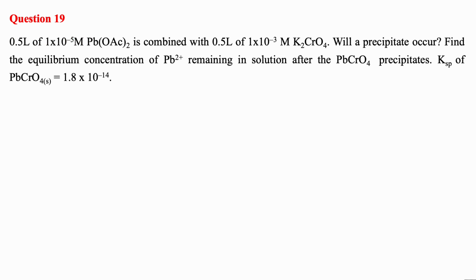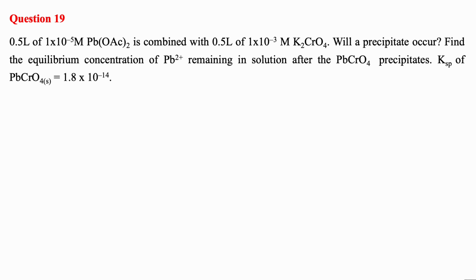Question 19 is saying 0.5 liter of 1 times 10 power negative 5 molar lead acetate was combined with 0.5 liter of this concentrated potassium chromate. They are asking if a precipitate will occur. Here again, they are giving the Ksp, then they are saying find the equilibrium concentration of lead remaining in the solution after the lead chromate precipitates.